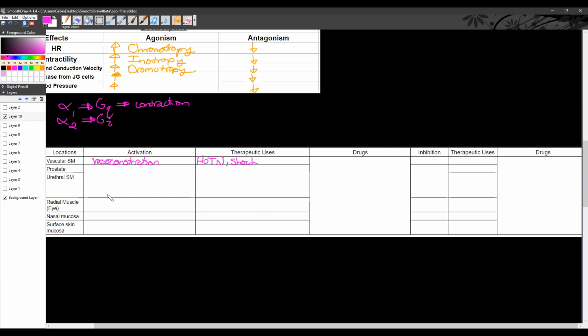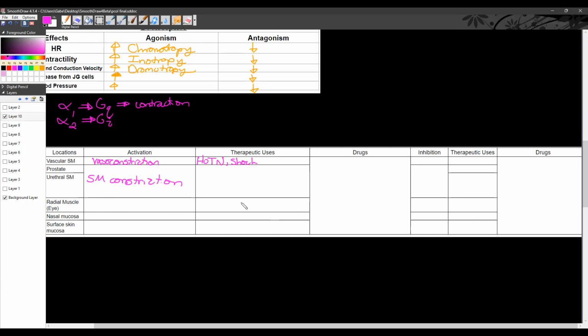How about in the prostate and urethral smooth muscle? What's the effect of activating there? Constriction. Yep. So we have smooth muscle constriction. Unlike beta, which when we contract it dilates by moving things apart, alpha contracts and brings things closer together because of the way that it's positioned. So we're going to be constricting the prostate, making the urethral diameter smaller.